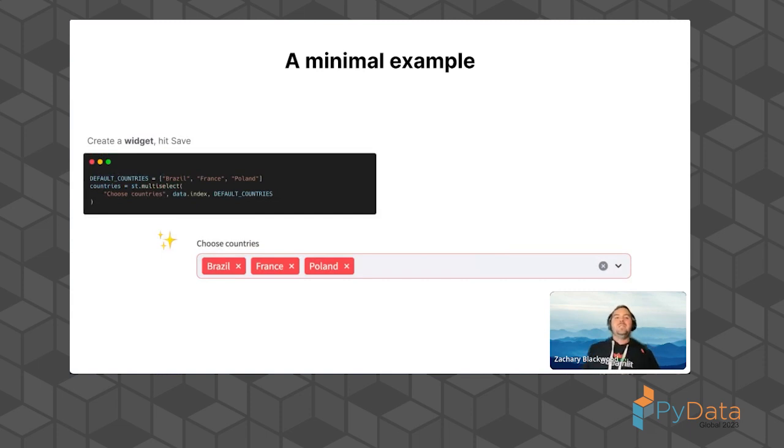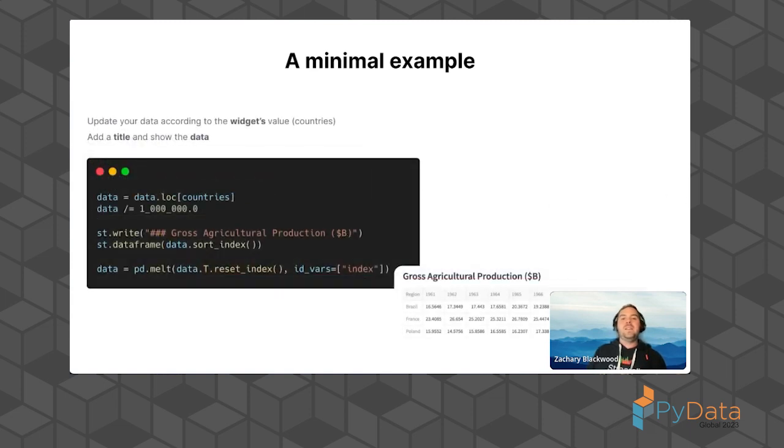Now we have a widget that we're adding, a multi-select widget. We have 3 different countries, and we save that value into the value of country. So whatever you set here, if you add a new thing or X one of those out, the value is set in countries. And now we're doing some typical pandas filtering and some st.write commands, and we've transformed this data slightly.